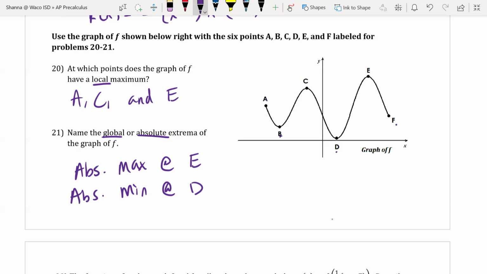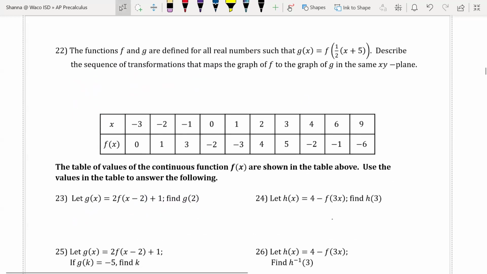So even the absolutes counted as local? Yes. Your absolutes are counted as local. All right. Okay. Moving on.